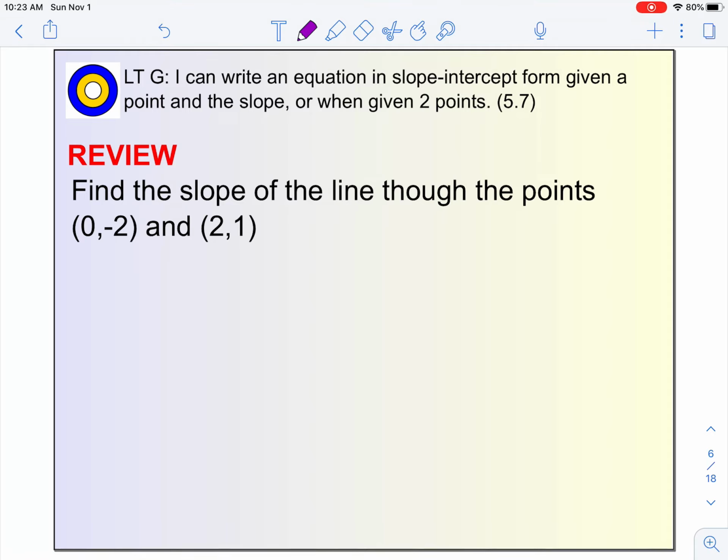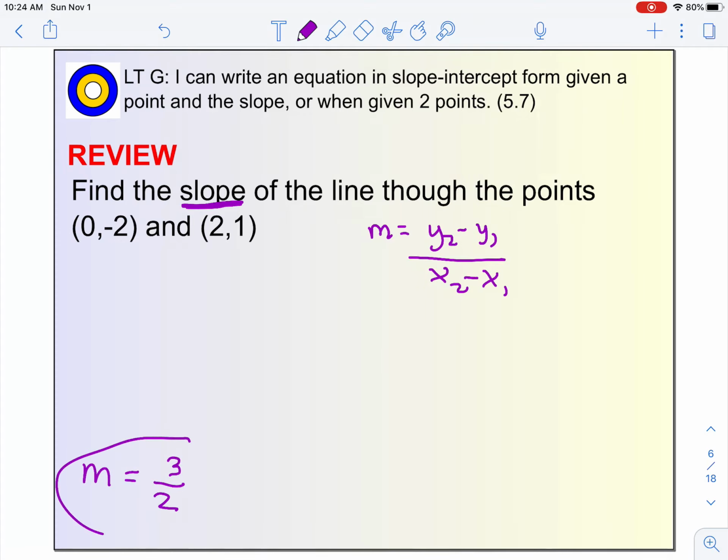Just for review, see if you can find now the slope of the line that goes through these 2 points. So find the slope using these 2 points. If you don't know where to start, remember the formula for slope is y2 minus y1 over x2 minus x1. So go ahead, pause the video right now and see if you can calculate the slope correctly. Then restart the video to see if you are doing it correctly.